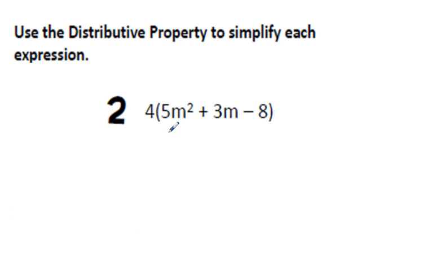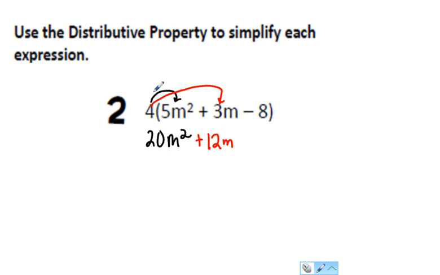All right, number 2, we're going to distribute the 4 to 1, 2, 3 terms. So we have 4 times 5 is 20, and then m squared. We have 4 times 3, which is 12, and an m, and we've got plus there. And then we have 4 times a negative 8 is a negative 32.